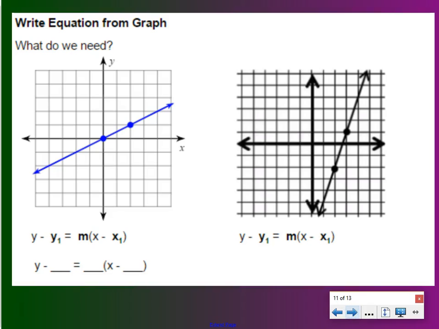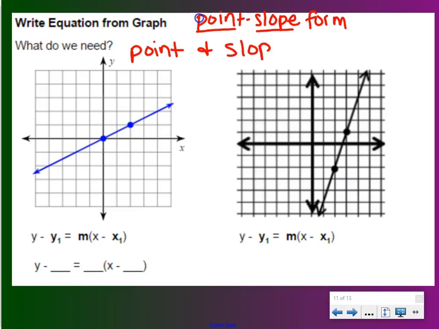Write an equation from a graph. Well, we want to write in point slope form. So what do we need? Well, it's right there in our form, right there. Point and a slope. We need a point and a slope. Now for slope, when we're working from a graph, we like to use rise over run.